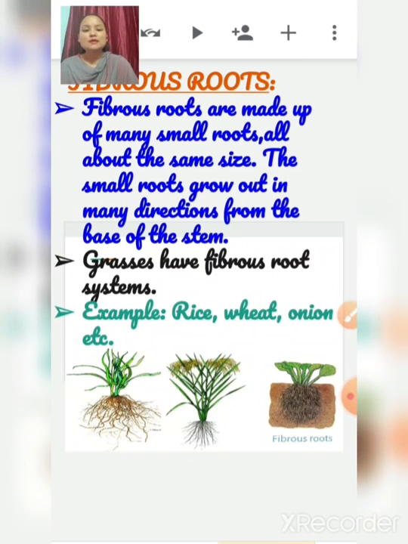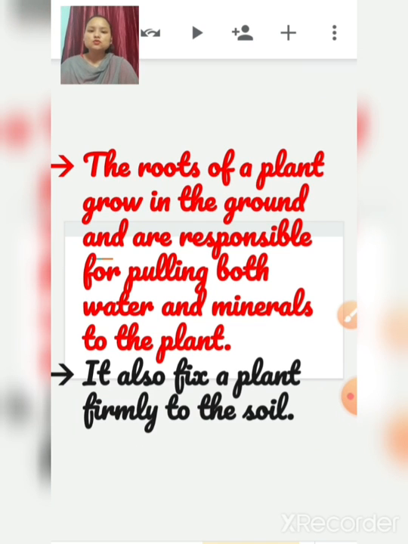Then fibrous roots are made up of many small roots, all about the same size. You can say a bunch of roots, right? The small roots grow out in many directions from the base of the stem. Grasses have a fibrous root system, for example rice, wheat, onion, etc. The roots of a plant grow in the ground and they are responsible for pulling both water and minerals to the plant. What is the work of root? The work of root is to absorb or pull both water and minerals to the plant, okay? And it also fixes a plant firmly to the soil.